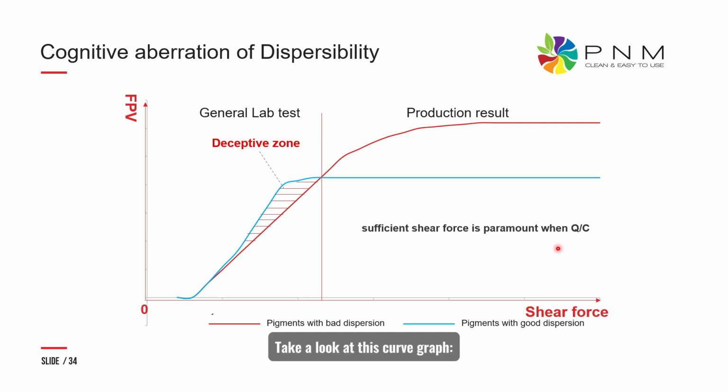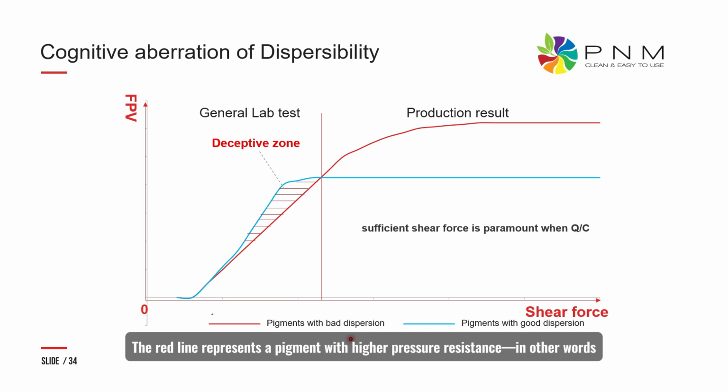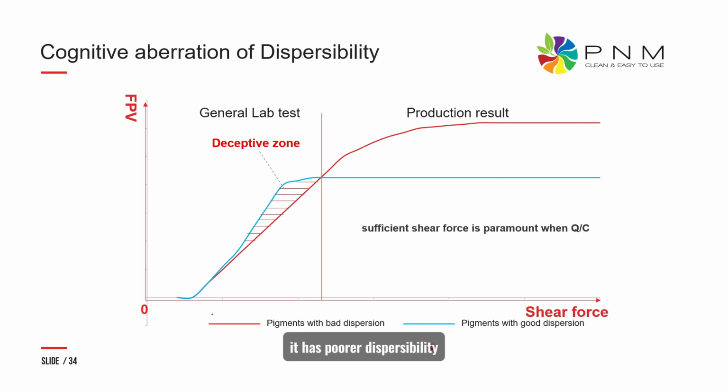Take a look at this curve graph. The x-axis represents shear force, and the y-axis represents FPV. The red line represents a pigment with higher pressure resistance. In other words, it has poorer dispersibility. The blue line, on the other hand, represents a pigment with better dispersibility.